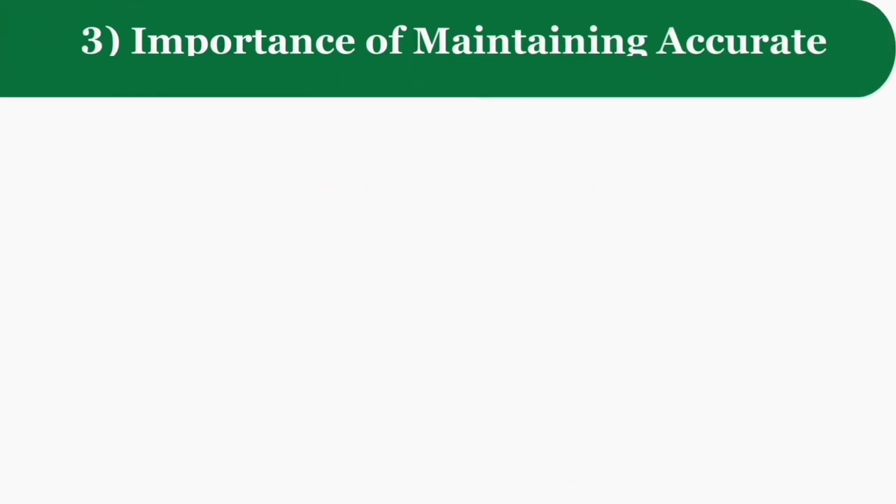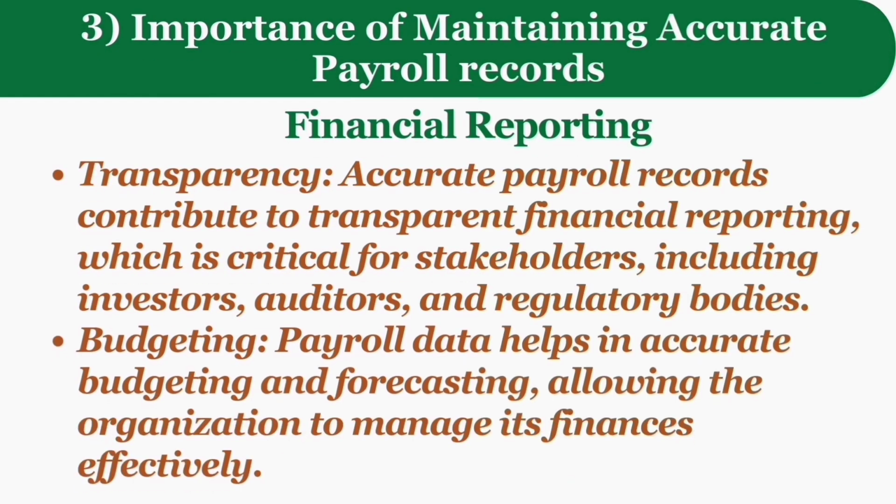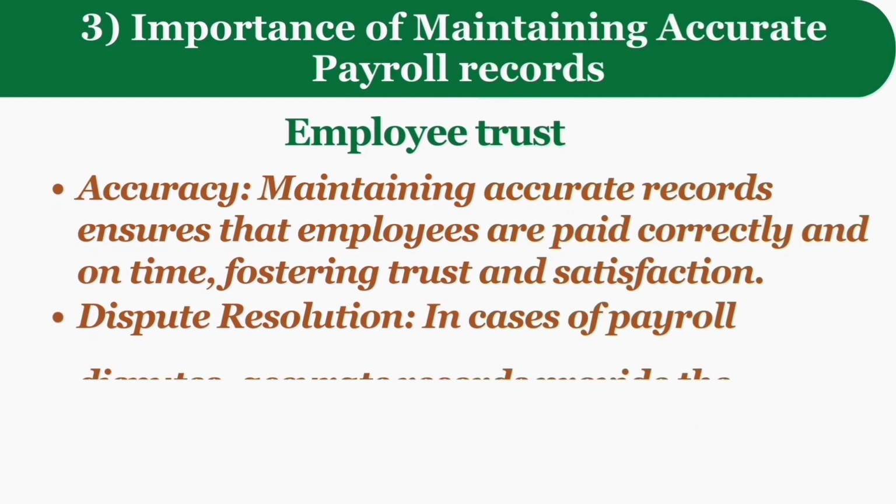Next is financial reporting, and in financial reporting, first thing is transparency, second is budgeting. Accurate payroll records contribute to transparent financial reporting, which is critical for stakeholders, including investors, auditors, and regulatory bodies. Next is budgeting. Now, payroll data helps in what? In accurate budgeting and forecasting, allowing the organization to manage its finances effectively. This is important.